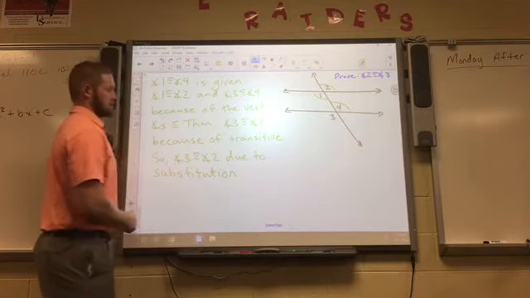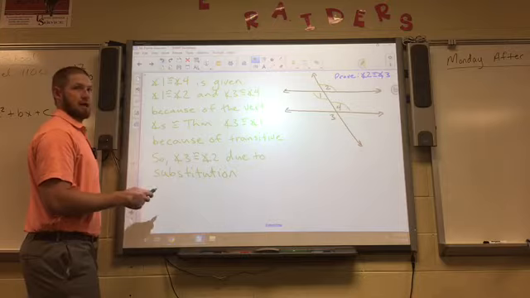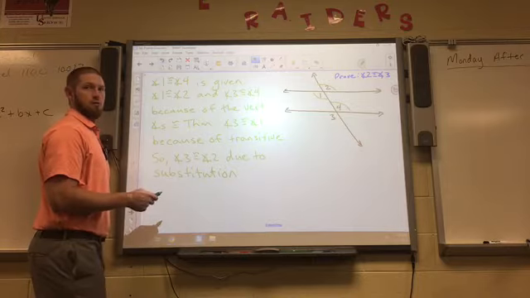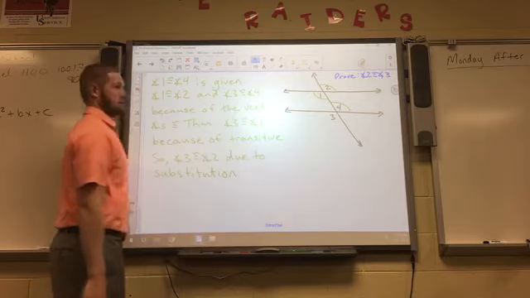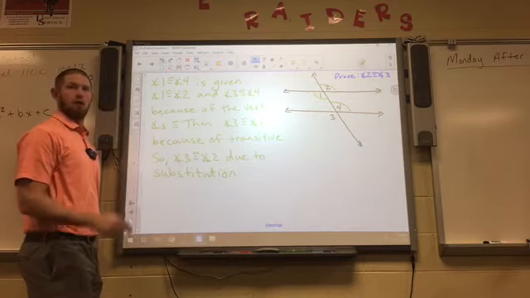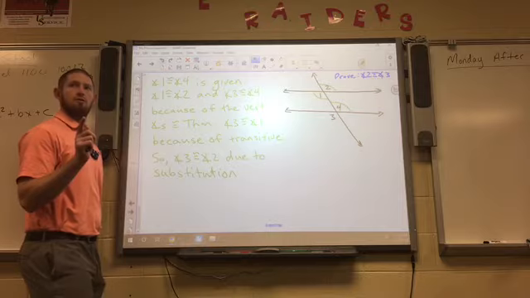I'm close. I'm not exact yet, so what do I need to do? I have 3 congruent to 2. They want 2 congruent to 3. Not reflexive. Symmetric.